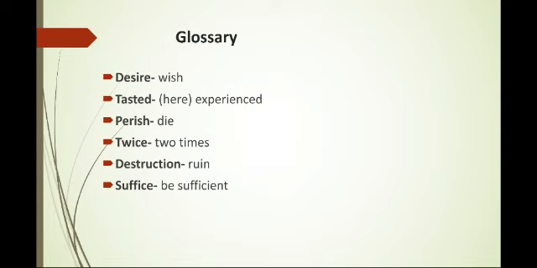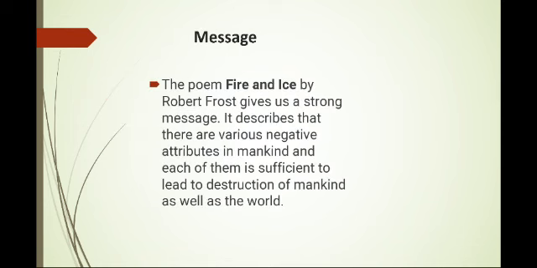Now, have a look at some words used in the poem along with their meanings. First is desire. Desire means wish, and another word is tasted, but here in the poem it means experienced. The next is perish, means die. The next is twice, means two times. Next is destruction, means ruin. And next is suffice, means be sufficient or enough.